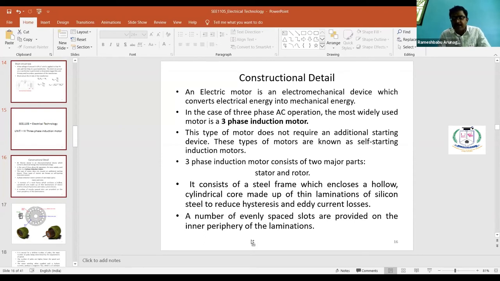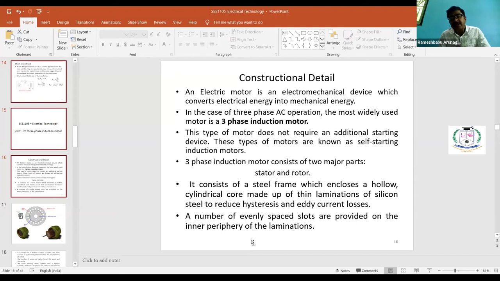Then, first we discuss the construction of the three phase induction motor. It has two main parts, the stator and the rotor. What do you mean by stator? The stator is the stationary part of the machine, and the rotor is the rotating part of the machine. The stator is made of iron. There is a yoke of steel material, which is the first cover of the machine. It protects the inner parts of the machine. Then there is a silicon steel laminated material, which is used for the stator.